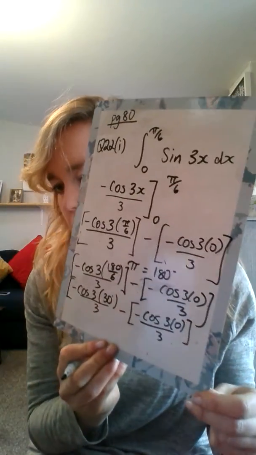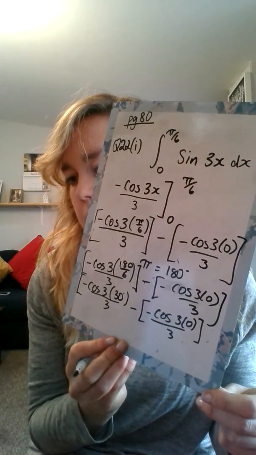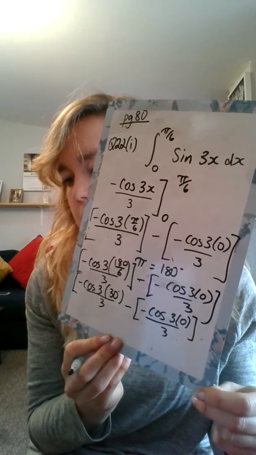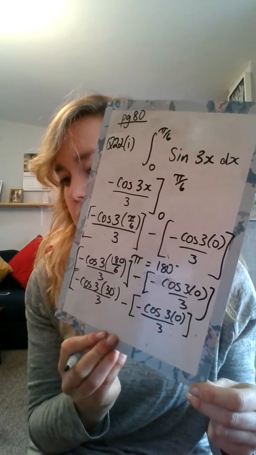over 3. I know you're probably thinking I wouldn't be writing every single line out, but I'm doing it so it's easier for you to see, but you may not need to show as much workings as I am. And then I could continue with that. So here's where we're at. We have cos 3 by 30 over 3 minus cos 3 by 0 over 3.